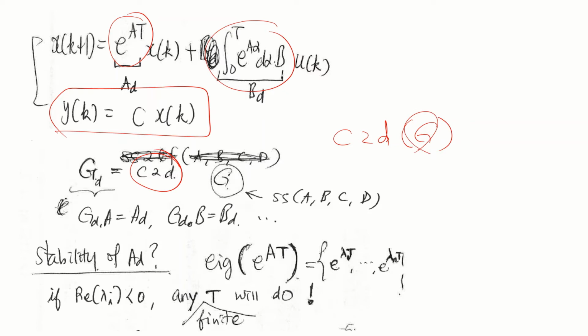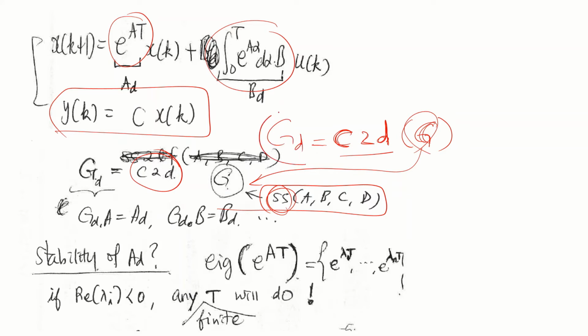So this G, that's the continuous plant. You can use the SS command to define a continuous plant G, and then C2D, continuous to discrete. So this is the MATLAB command, and using this command you can get a discrete model.